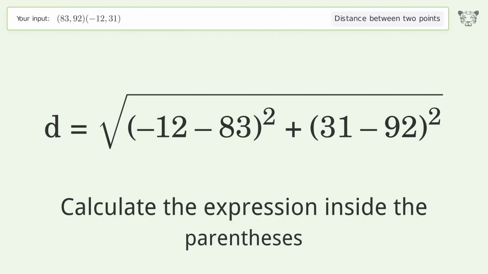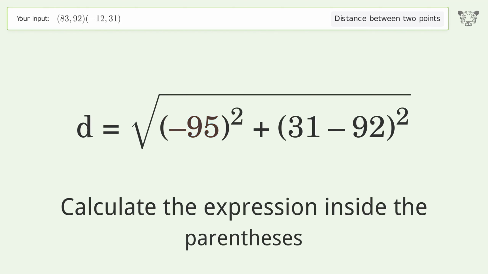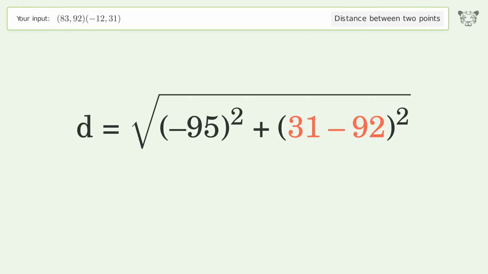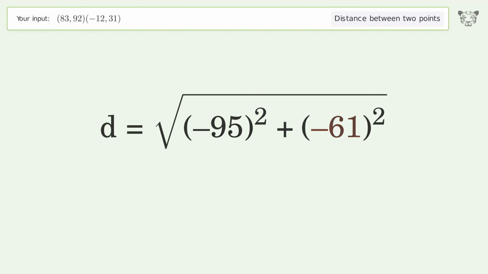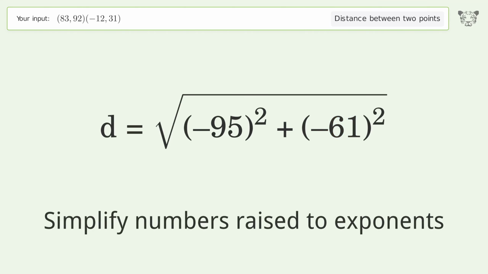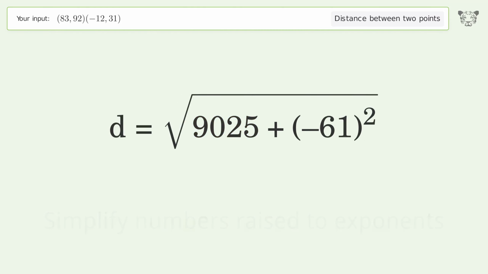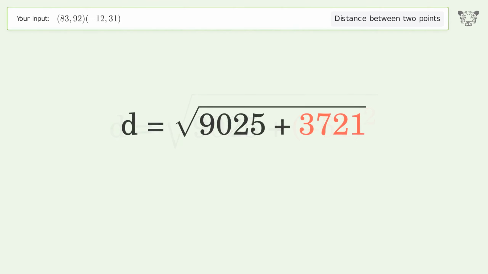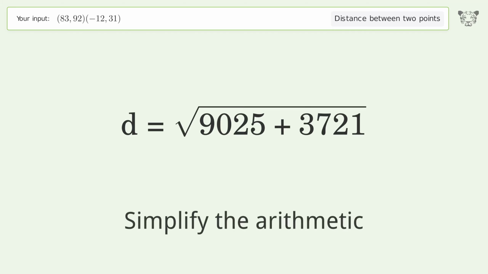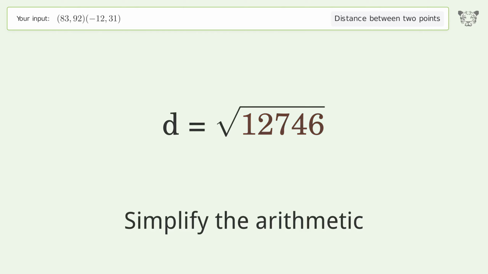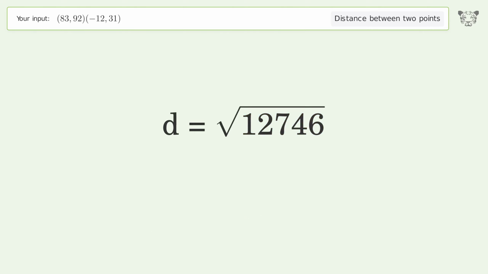Calculate the expression inside the parentheses. Simplify numbers raised to exponents. Simplify the arithmetic. And so the distance between the 2 points is the square root of 12,746, or 112.898.